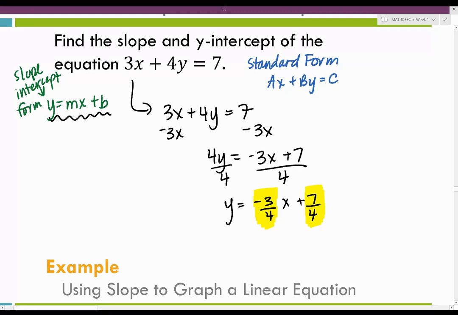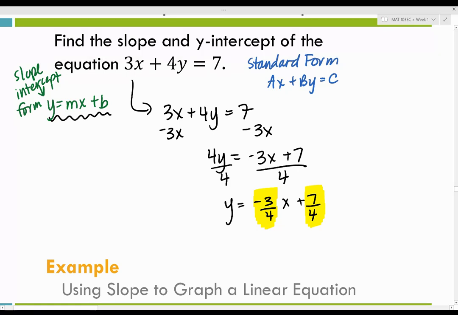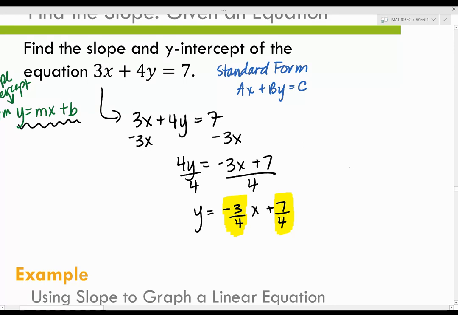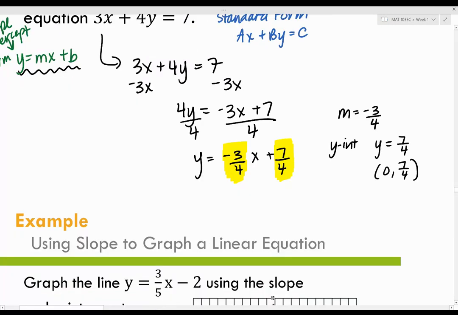Okay, so if I go to write that answer, I'm probably going to write it like this: m equals negative 3 over 4, and my y-intercept, if they just ask you to list it, will just be y equals 7 over 4. But if they want you to put the y-intercept as an ordered pair, then you're going to have to say it's (0, 7 over 4). So it just depends on how they ask for your answer. Okay, cool. All right, let's look at another example.